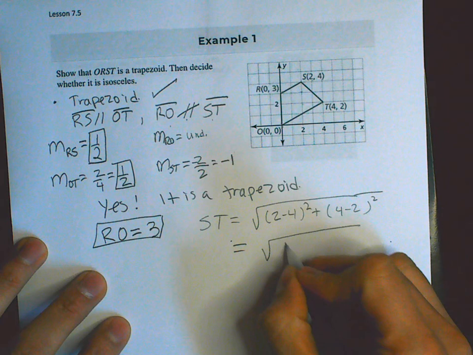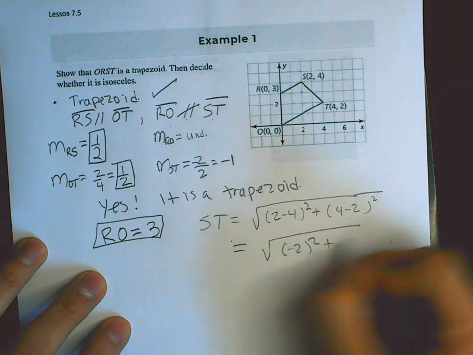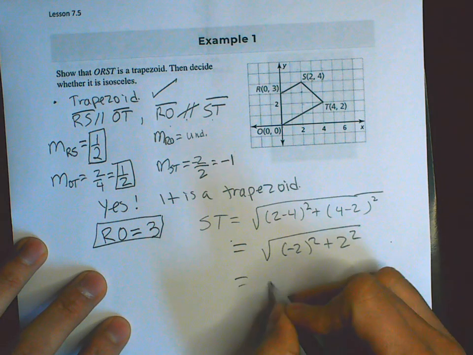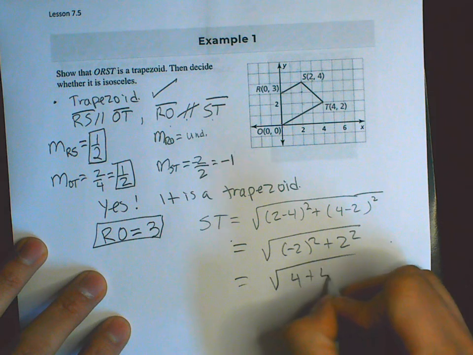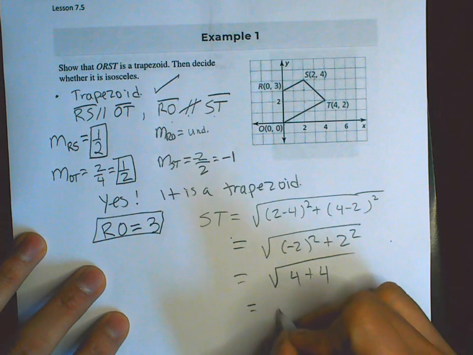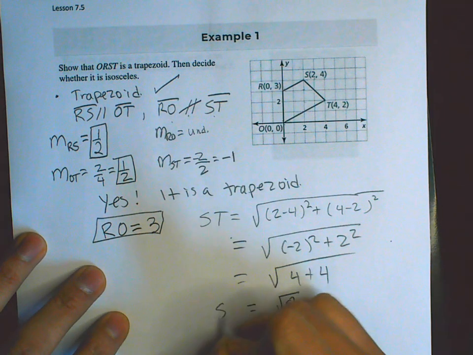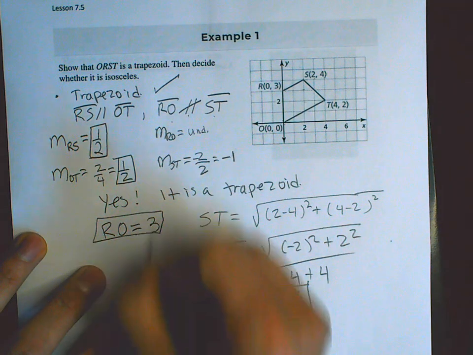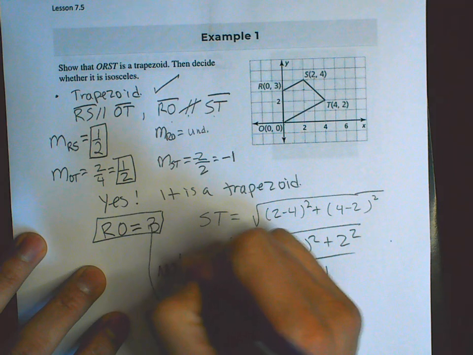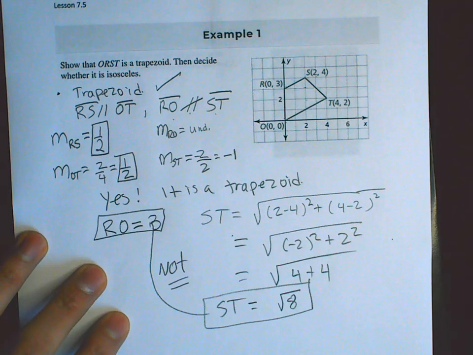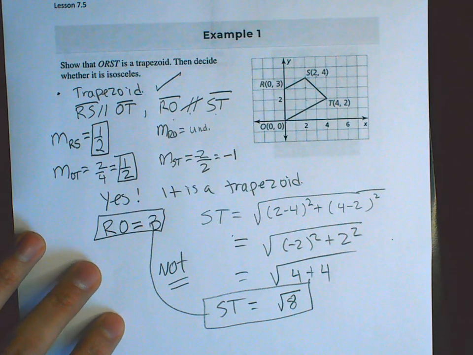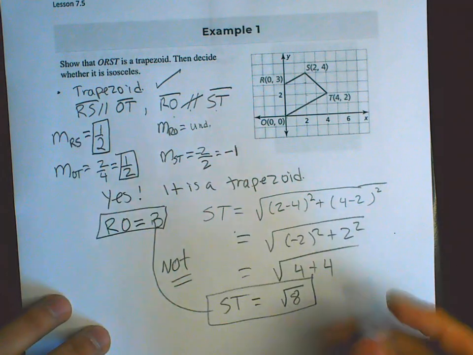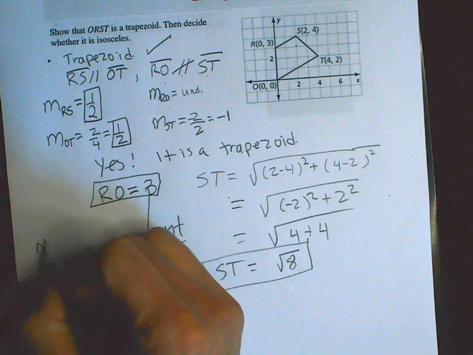That's going to be -2 squared. 2 squared, that's going to give me 4 plus 4, which is going to be the square root of 8. Now, here's the thing. I don't even need to solve for it. I know that these two are not the same. They're not equal. Therefore, they're not congruent. So, therefore, this is not an isosceles trapezoid.